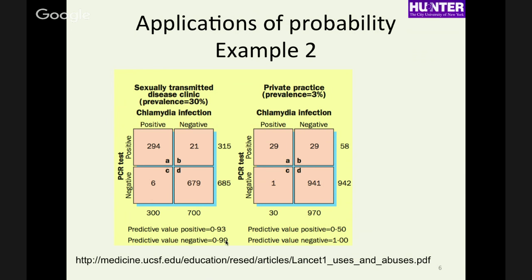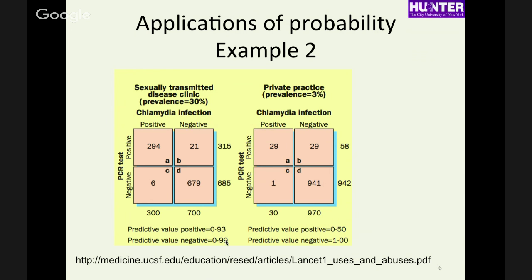Yes? So if the prevalence were 50%, would you expect the positive and negative values to be the same? If the prevalence were 50% and the sensitivity and specificity were the same, then yes, I'd expect them to be the same. Good point. So on the right here, we take exactly the same test and apply it to the private practice where the prevalence is 3%. So same test, different population.